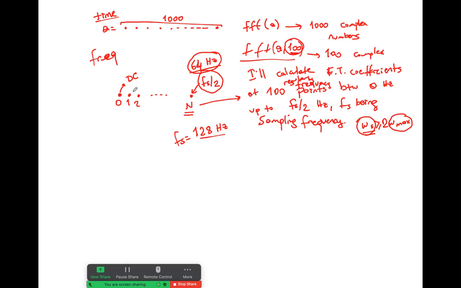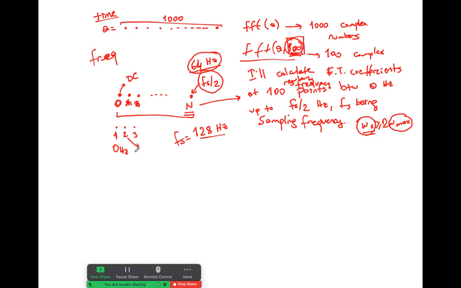But between 0 and 64 Hertz, how many frequency points I will calculate depends on my choice of this number. If I write 100 here, I will have 100 such numbers. This is 0 Hertz. This is Fs over 2 Hertz. But this will be my first frequency value, second frequency value, third frequency value. The first frequency value will correspond to 0 Hertz.